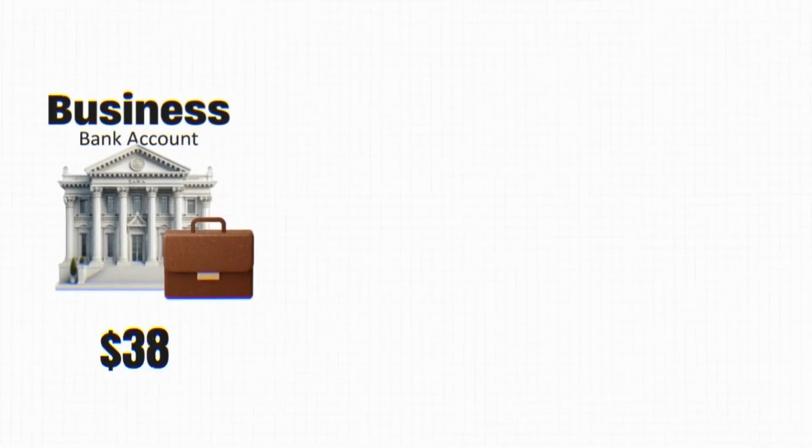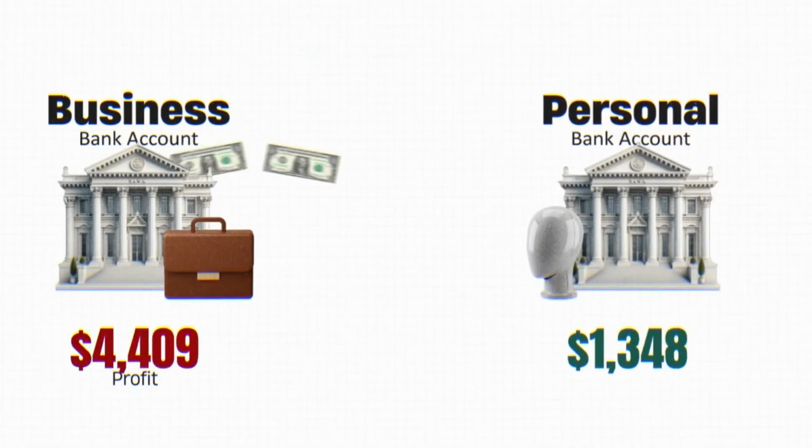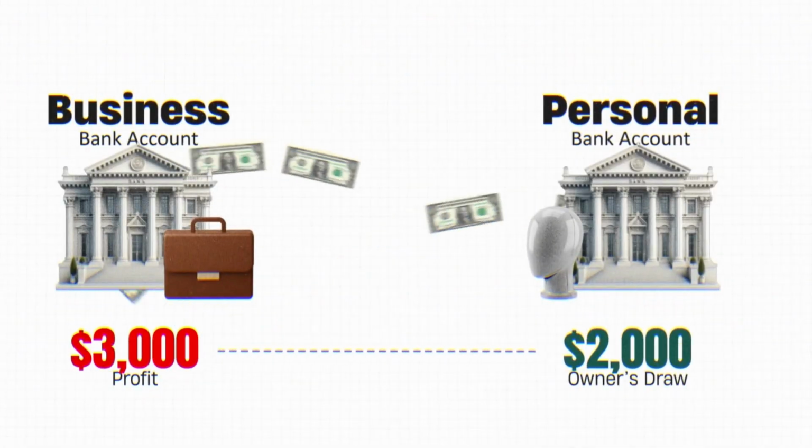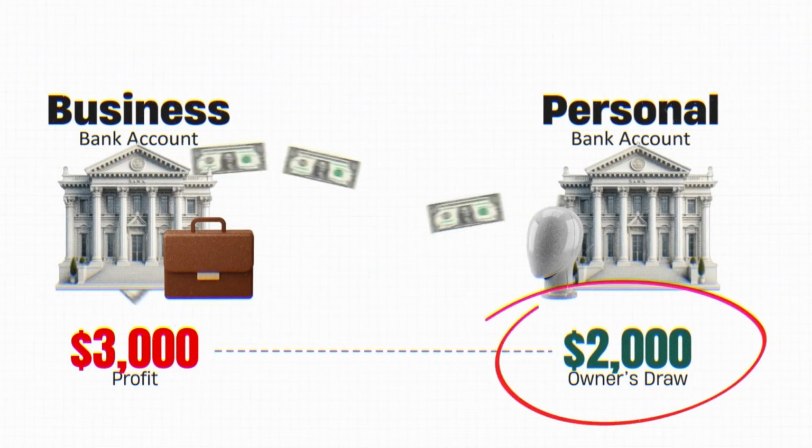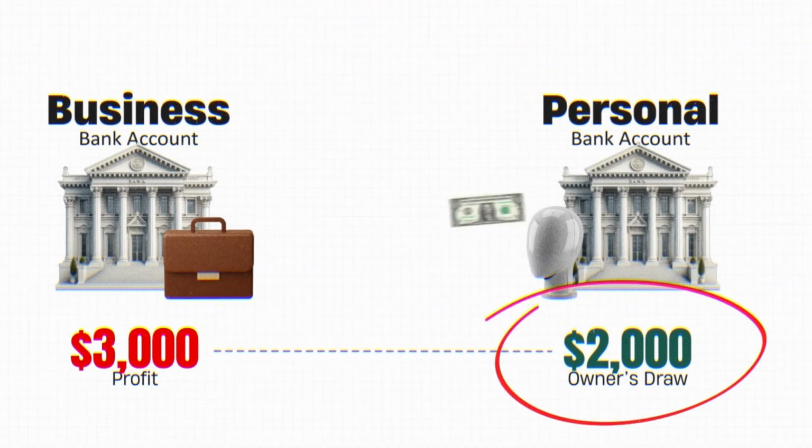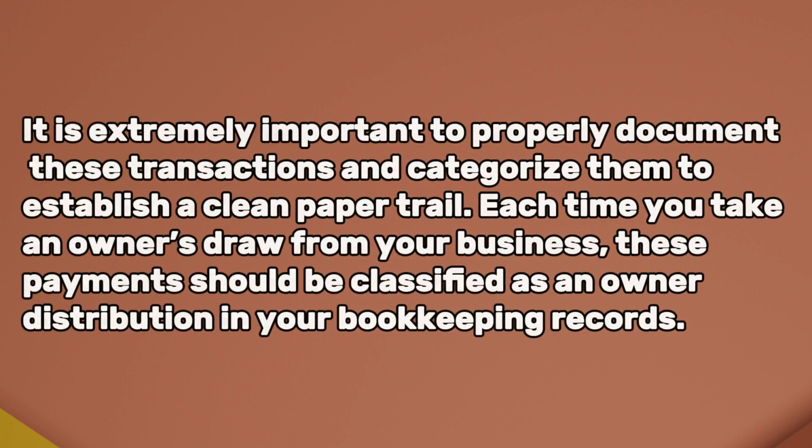For example, if your business made $5,000 last month and you transferred $2,000 of that from your business to your personal checking account, that $2,000 amount would be your owner's draw or distribution. It is extremely important to properly document these transactions and categorize them to establish a clean paper trail.